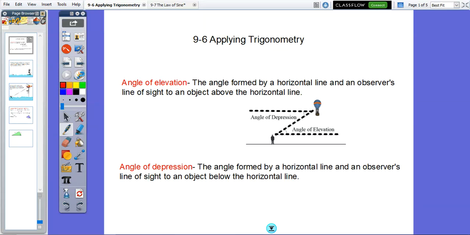Welcome back to some more geometry. Today, we're applying some of our trigonometric ratios that we learned in the last video. So let's start with reviewing our trig functions.